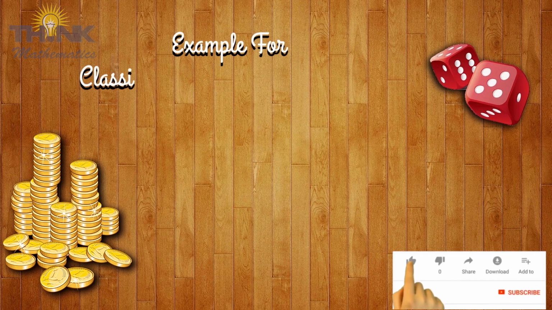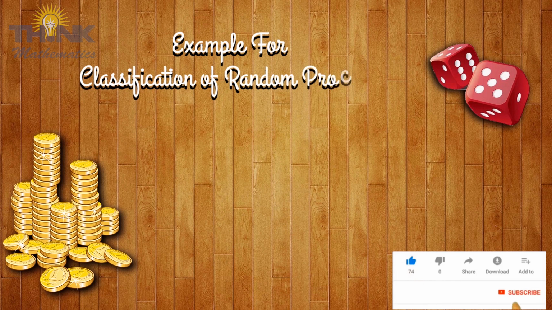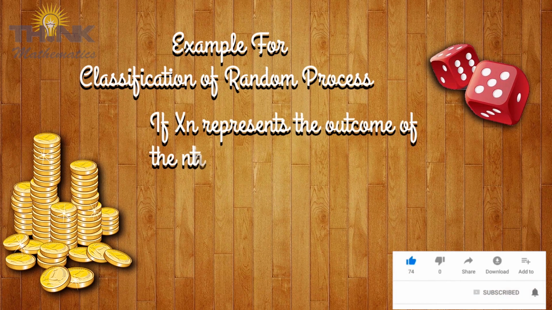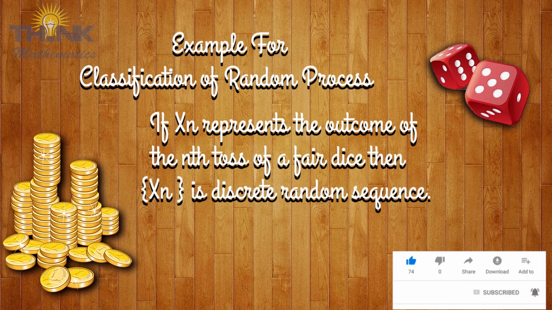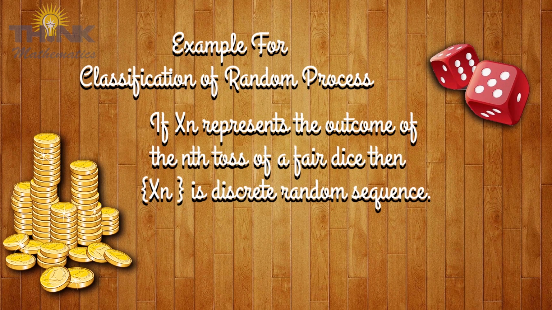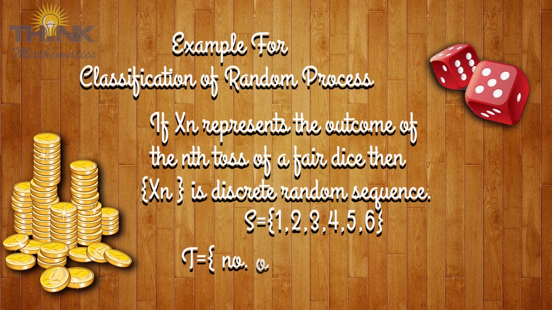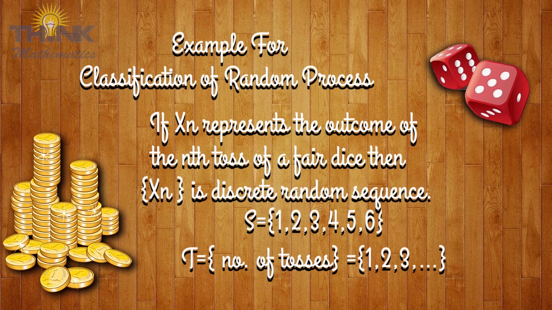Now let us see a few examples for classification of random process. Consider Xn represents the outcome of the nth toss of a fair die. Here the experiment is tossing a fair die. We know that the outcome of tossing a die is 1, 2, 3, 4, 5, 6. It is a finite set, so it is discrete. And T is the number of tosses, that is, it takes the value 1, 2, 3 up to infinity. That means it is a countably infinite set, that is discrete. Both S and T are discrete here. So here Xn represents a discrete random sequence.